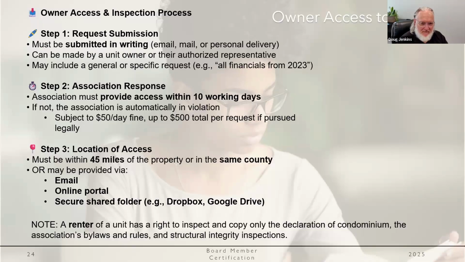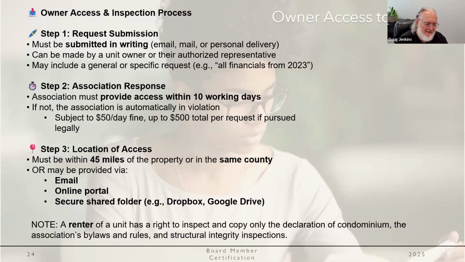If not, the association is automatically in violation of the statute and subject to a $50 a day fine up to $500, and that is only if the person whom requested the documents pursues a legal remedy for the fact they did not get those documents. It's not assessed by the DBPR. Those document inspections must take place within 45 miles of the property or in the same county, or they can also alternatively be supplied by email, online portal, or a secured shared folder like a Google Drive or Dropbox.